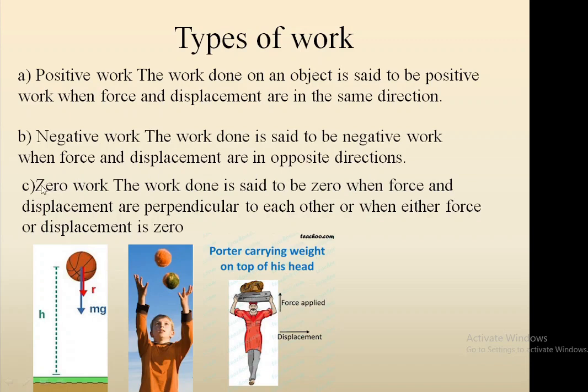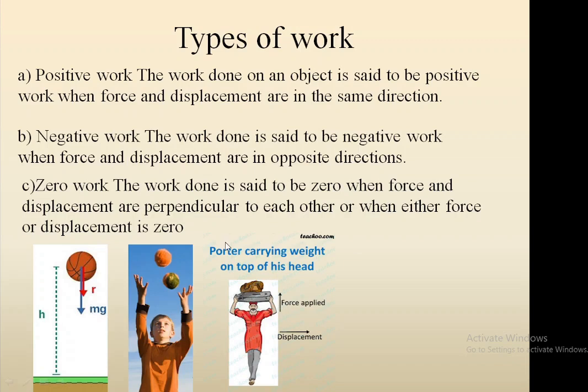There is another type of work, which is zero work. We say the work done by a force is zero when the force and displacement are perpendicular to each other, or when either force or displacement is zero. Let us see what are the three conditions.